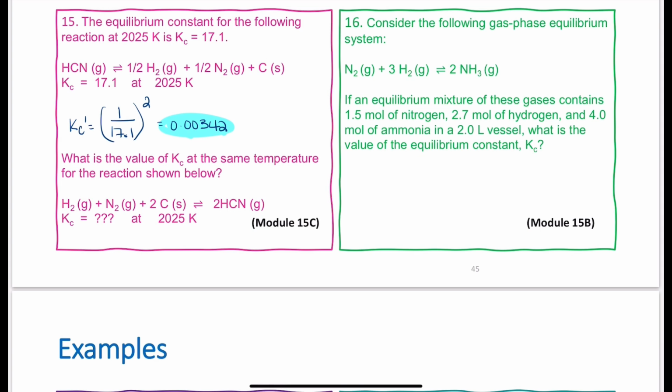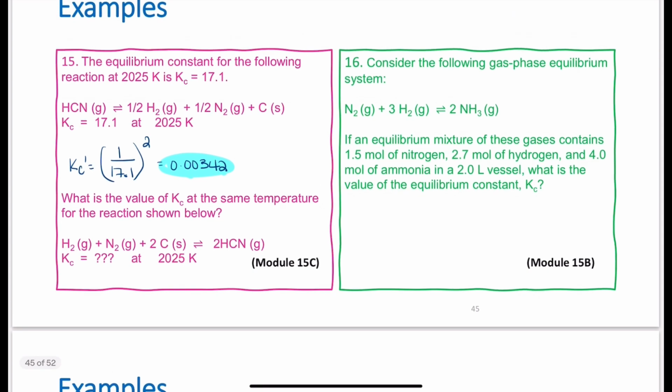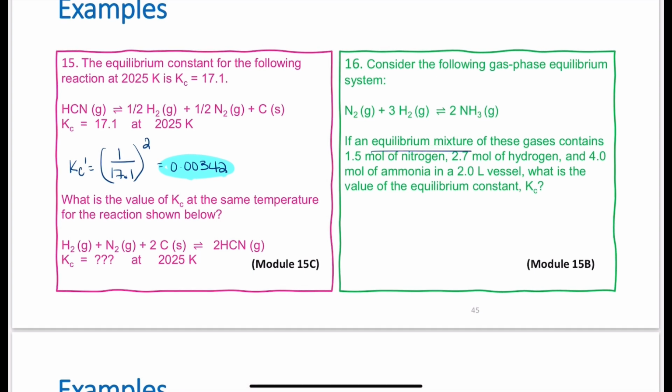Number 16. Consider the following gas phase equilibrium system: N2 gas plus 3 moles of H2 gas can be 2 moles of NH3 gas. If an equilibrium mixture of these gases contains 1.5 moles of nitrogen, 2.7 moles of hydrogen, and 4 moles of ammonia in a 2-liter vessel, what is the value of the equilibrium constant? So it's telling me that's the equilibrium mixture. Cool, that's easier. That means I just need to write my Kc. Kc is equal to NH3 squared over N2 times H2 cubed. I have these moles in a 2-liter vessel, so I'll divide by 2 basically.